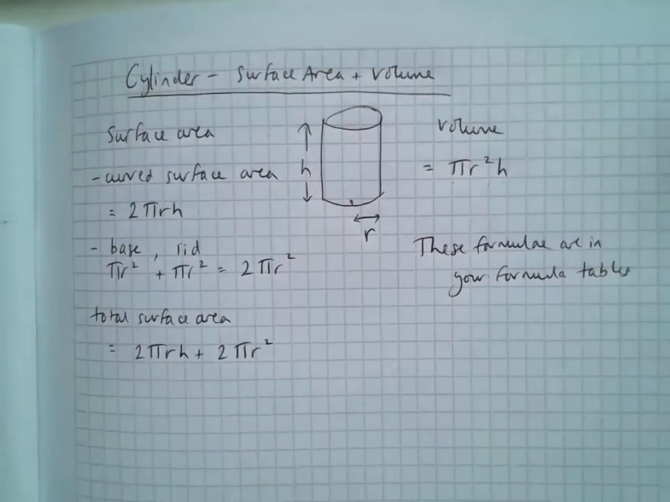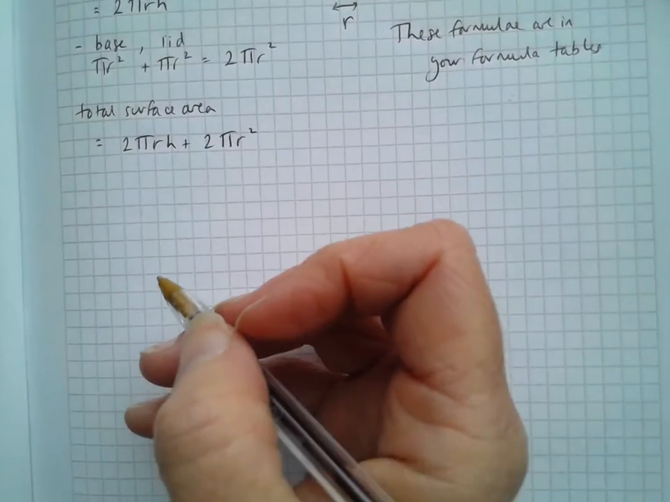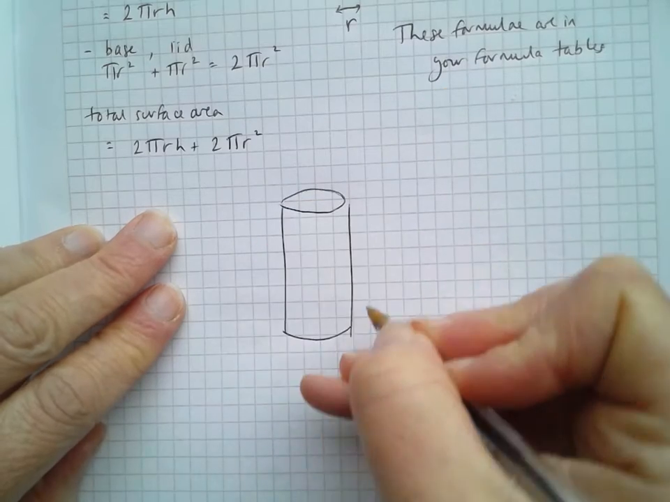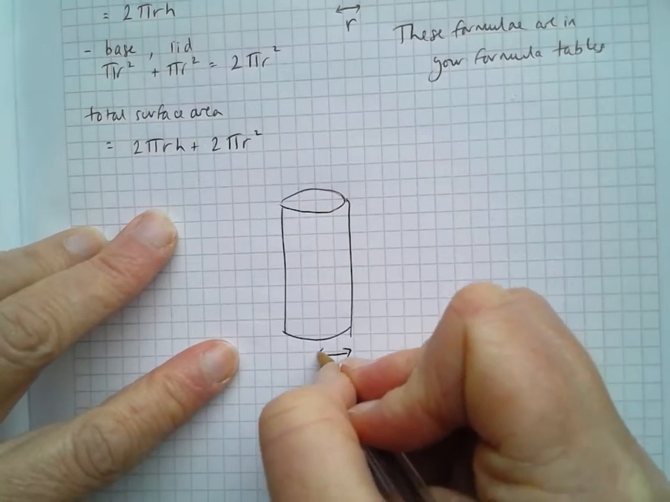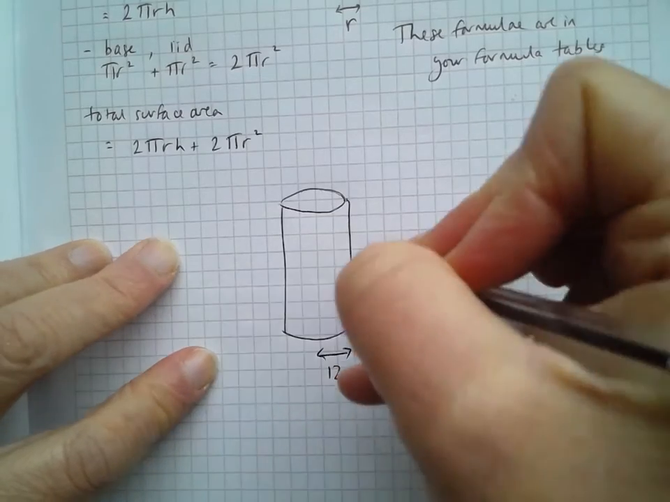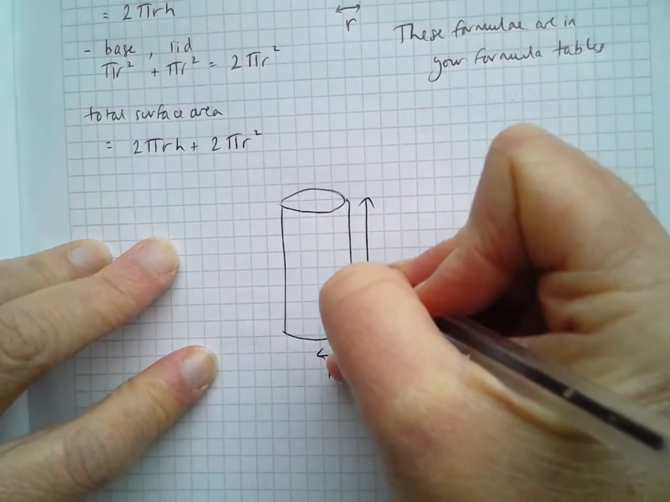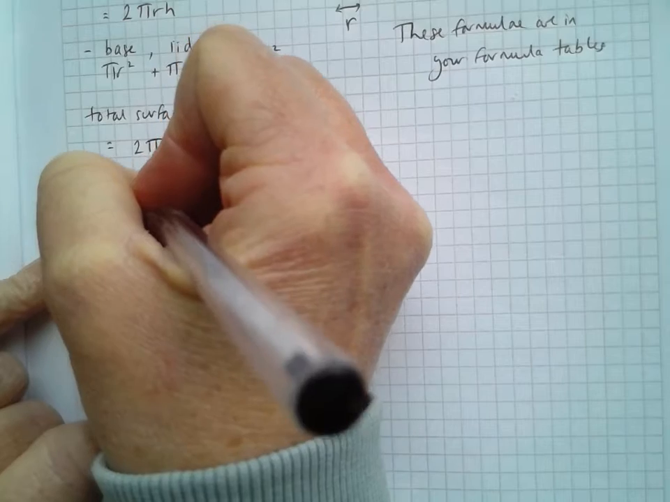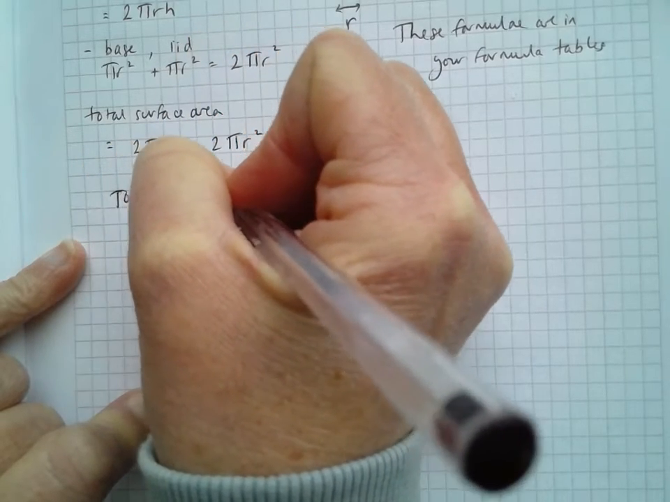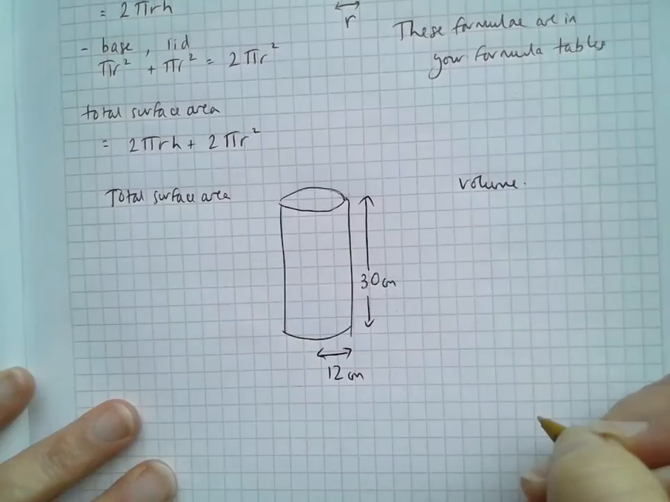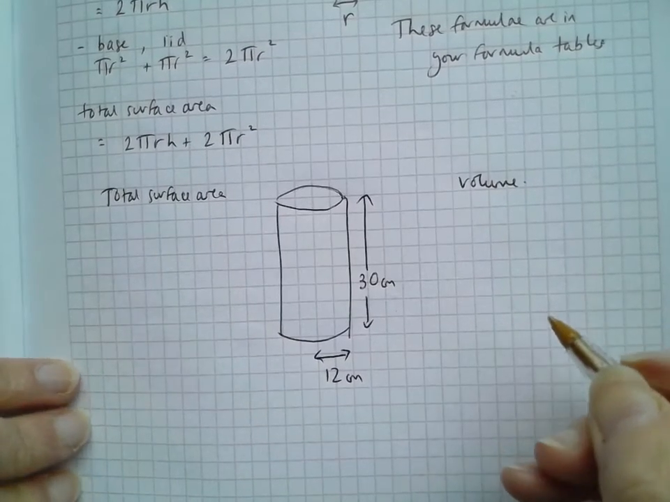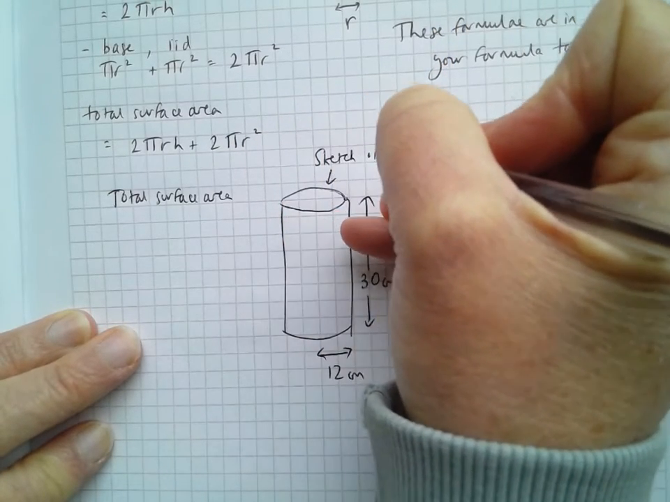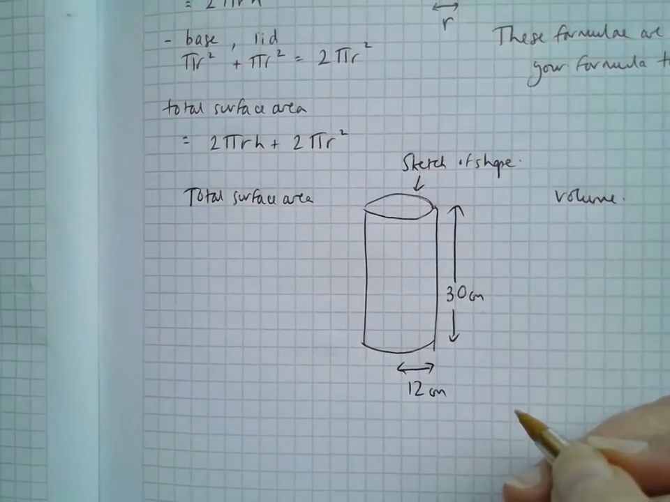Anyway, let's do a couple of quick examples and then you can get on with your work. So let's take a cylinder, and let's say that the radius of this cylinder is 12 centimeters and the height is 30 centimeters. We're being asked to find the total surface area and the volume. With area and volume questions, it's very useful to get into the habit of drawing a sketch of the shape and then naming the shape. So it's a cylinder.